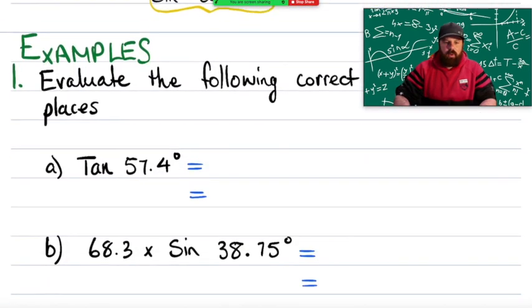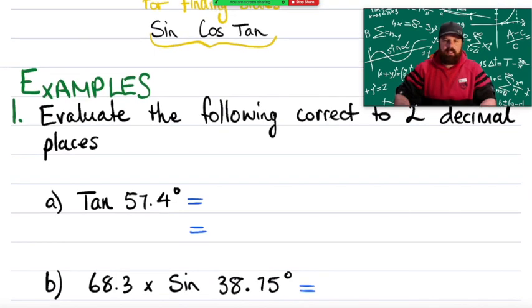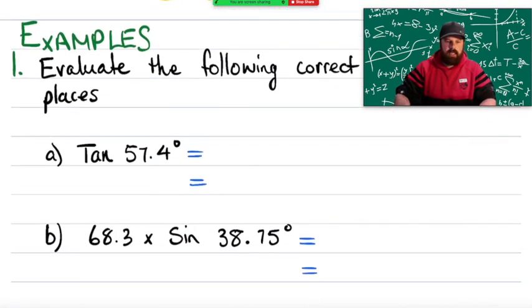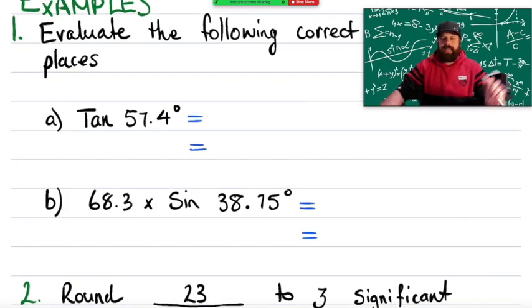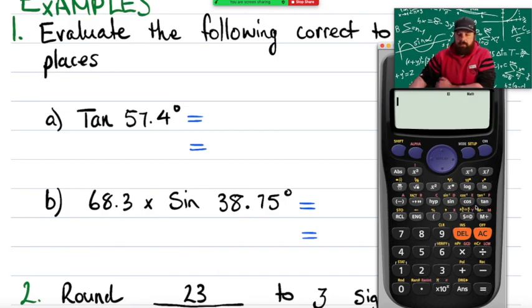Alright, so the question here says evaluate the following correct to 2 decimal places. And the first one it wants us to evaluate is tan of 57.4 degrees. So now that I have my calculator up there on the screen, I'm just going to type in tan, then my angle of 57.4, and close my bracket. Even though it's got a degree symbol up here, if you look at your calculator display, up the top there's a very little D, and that little D says my calculator is in degrees mode. So every single time I use sine, cosine or tangent, it assumes whatever's in the brackets is in degrees straight away.